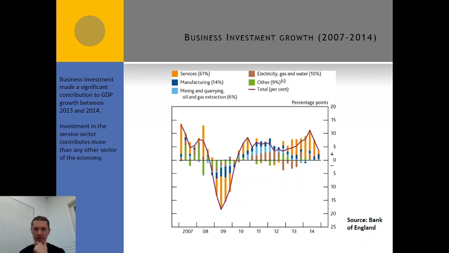This is some data from 2007 to 2014. I'm using that because obviously at the moment investment has dropped massively. Okay, what we're saying is that on the top left, business investment has made a big contribution to GDP, even though it is, I think, third in the pecking order. Consumption at 61, government spending 23, investment maybe 15. I've got those numbers maybe wrong.